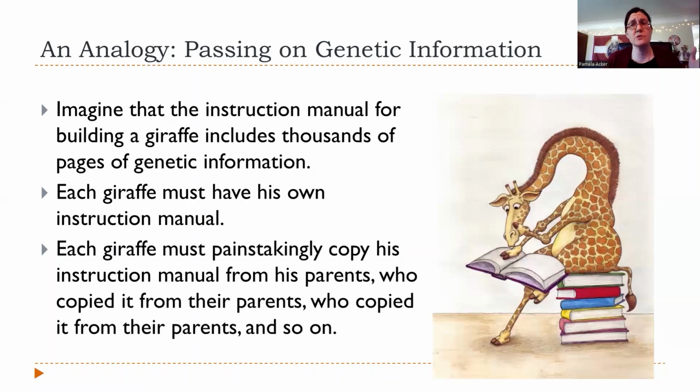And since he needs his own instruction manual, he's got to copy it from somewhere. And since giraffes didn't invent a printing press, they each have to painstakingly copy the instruction manual from their parents by hand. And they copied it from their parents by hand, and they copied it from their parents by hand. And this is actually a pretty good analogy for how genetic information is passed along. It is copied in the cell, and that copying is done base by base. And you can think of bases in the genome as letters in the instruction manual. So whenever I say base, think of it as like a letter in the genetic code, okay?